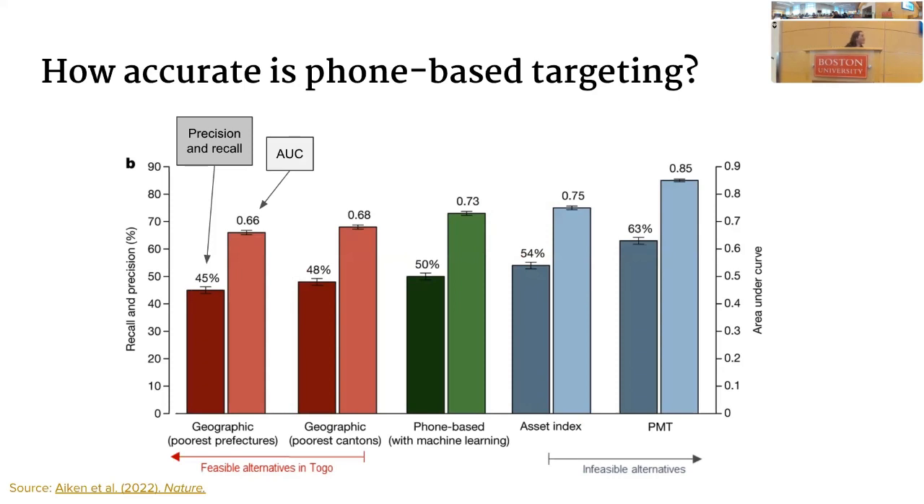Even before we wrote the program, we showed our partners this graph, which was based on data collected in 2018, pre-pandemic, that compared the accuracy of targeting using phone data and satellite imagery to other approaches the government could have taken. For example, the geographic targeting approaches were feasible, but the phone-based approach was more accurate, whereas approaches that require going household to household and collecting ground truth data on poverty are, of course, more accurate, but infeasible to implement during the pandemic.